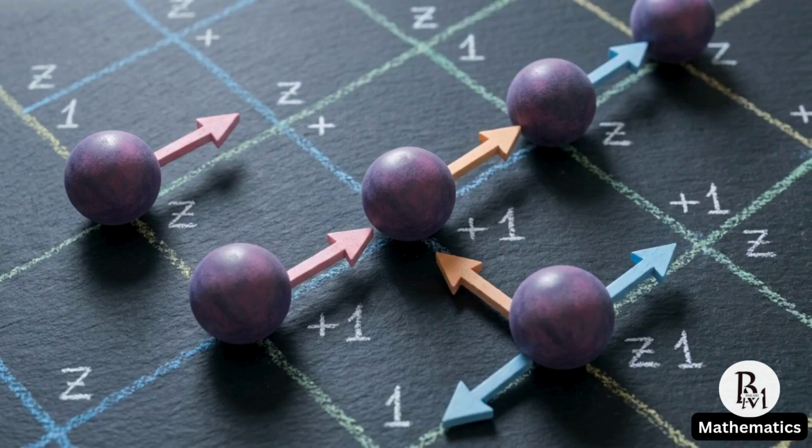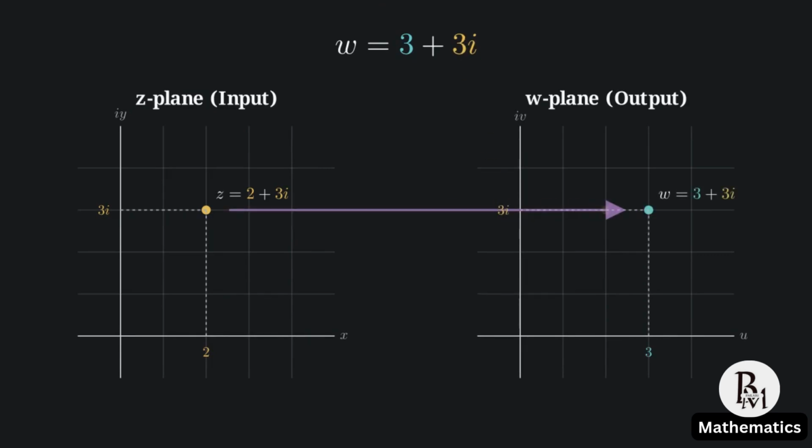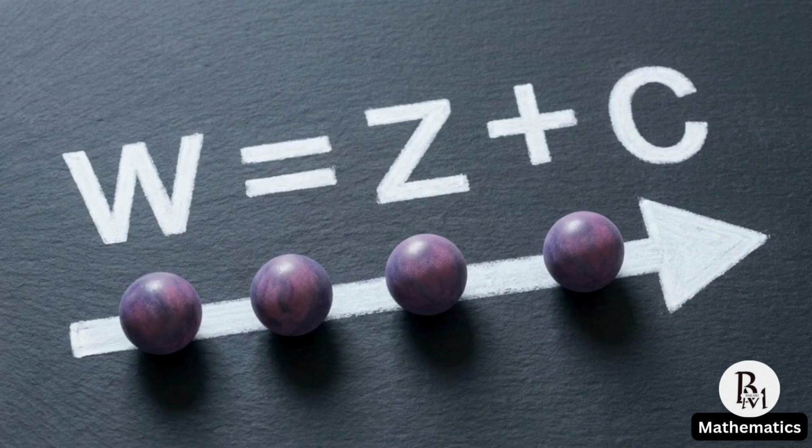Let's test this system by applying basic algebraic operations, observing how they translate into physical movement. Take the mapping w equals z plus 1. We start by locating an input point, like z equals 2 plus 3i, on the left plane. Adding 1 increases the real component from 2 to 3, leaving the vertical component untouched. In the right plane, the image lands at 3 plus 3i. This addition manifests as a horizontal shift. We can generalize this rule. Adding any real constant to a complex number results in pure linear translation without altering its height.